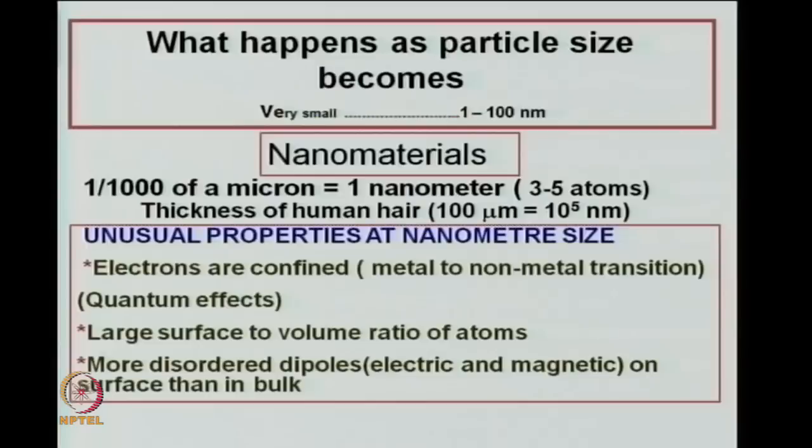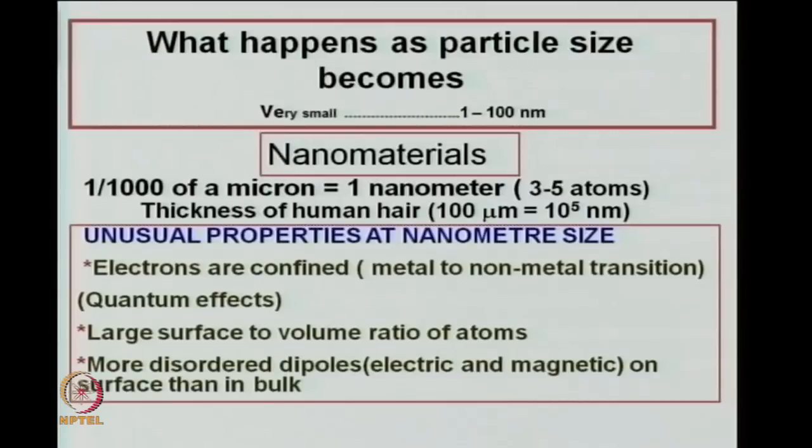So, let us now understand what are the properties which change as the particle size becomes very small. So, what is very small here is with small we mean the size of 1 to 100 nanometers, which is not a rule, but it is a norm which is considered by all the people who work in the area of nanomaterials to consider any material which has a size in this range to be considered as a nanomaterial.